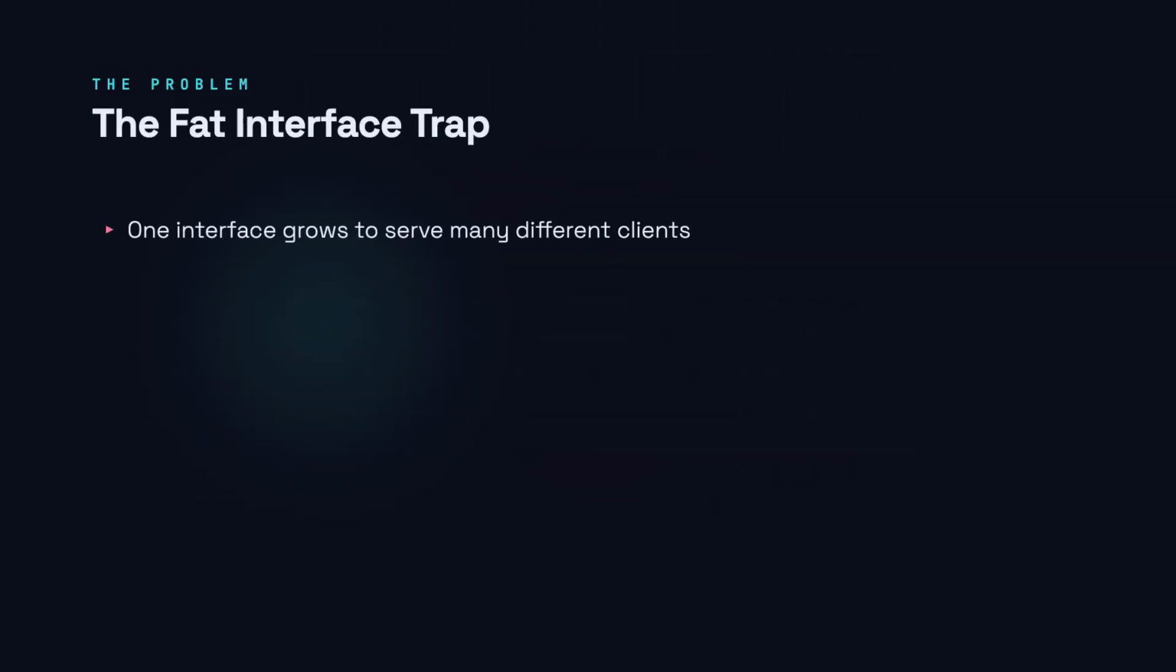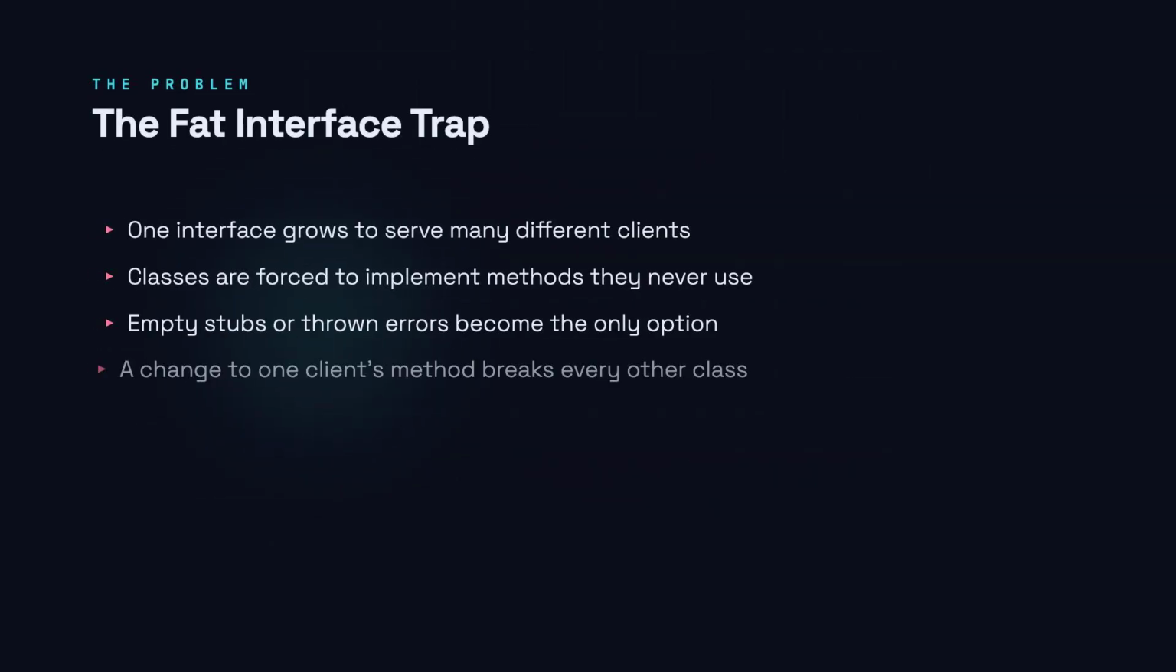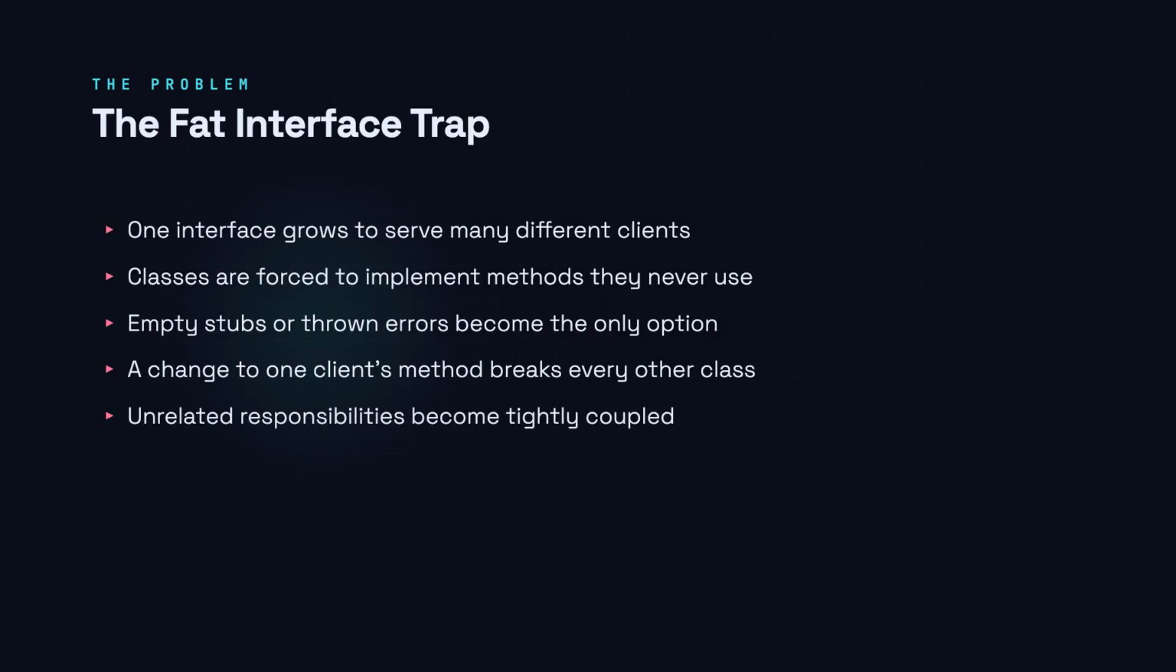Imagine you design one big interface called Worker with methods like work, eat, sleep, and attend meeting. Now a Robot class needs to implement Worker, but robots do not eat or sleep. The robot is forced to provide those methods anyway, probably throwing errors or leaving them blank. Every time a human-specific method is added to Worker, the Robot class breaks too, even though robots are completely unaffected. That is the fat interface trap, and it is the exact problem this principle exists to solve.